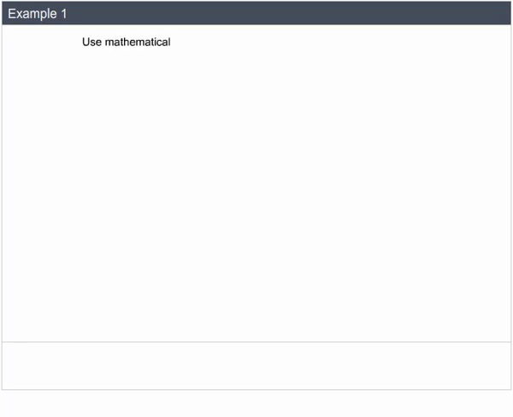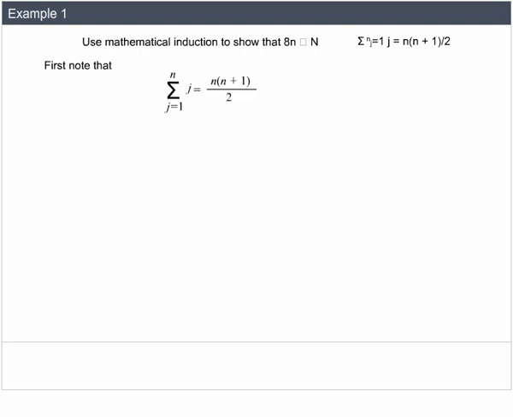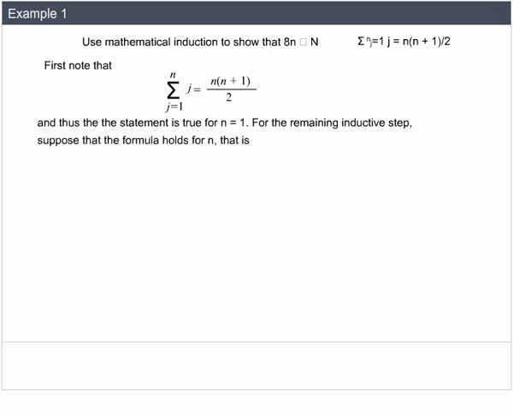Example 1. Use mathematical induction to show that for all n belonging to N, the summation of j from j=1 to n of j equals n(n+1)/2. First note that the summation of j from j=1 to 1 of j equals 1·2/2, and thus the statement is true for n equal to 1. For the remaining inductive step, suppose that the formula holds for n, that is, the summation of j from j=1 to n of j equals n(n+1)/2.